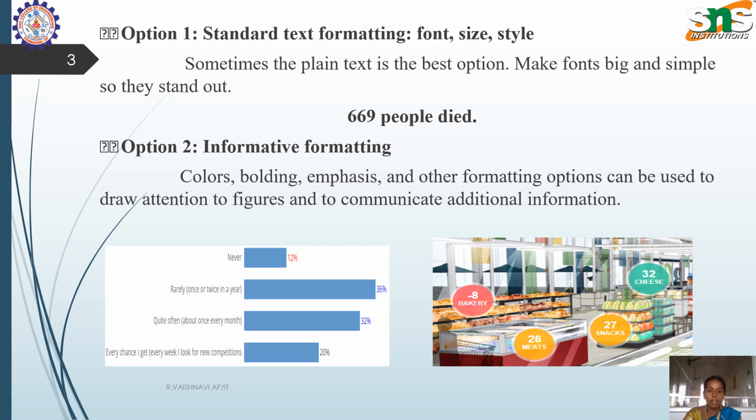Second option is the informative formatting, that is colors, bolding, emphasis and other formatting options can be used to draw the attention to figures and to communicate additional information. Here we have the examples.